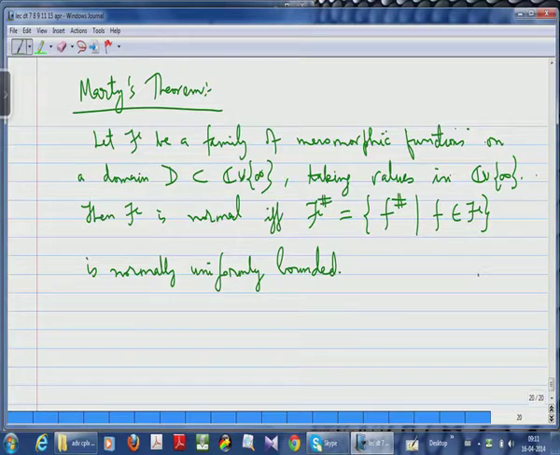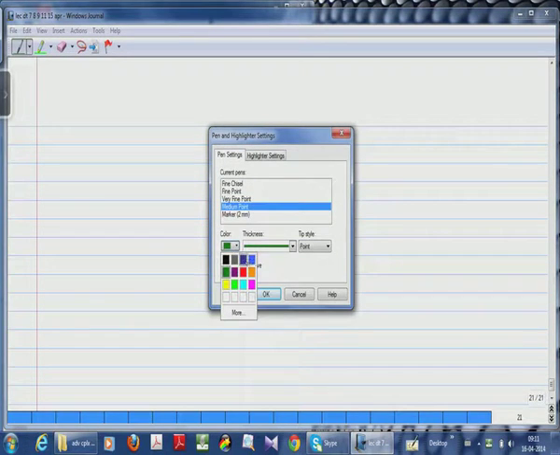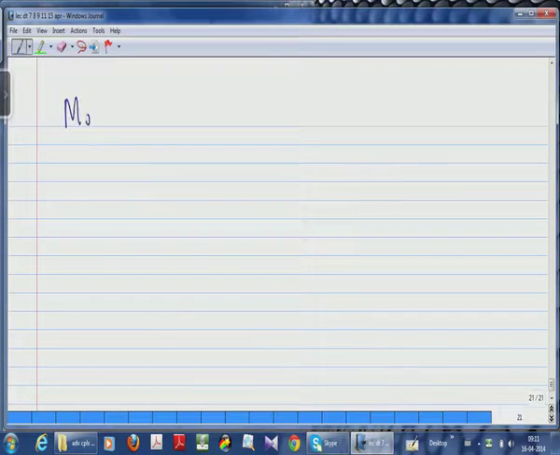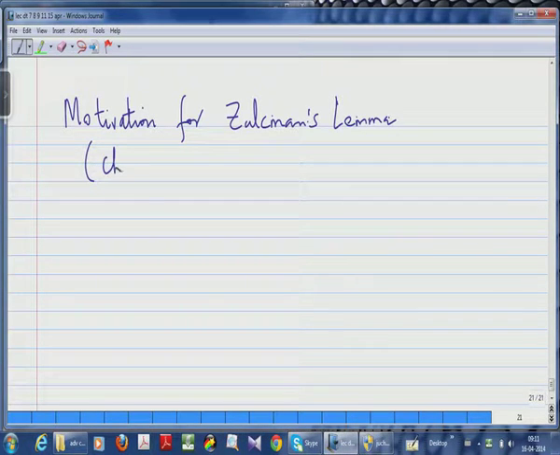So the first thing I'm going to start with is, I'll put the heading as motivation. Let me use a different color. Motivation for Zalcman's lemma, which is actually a characterization of non-normality.